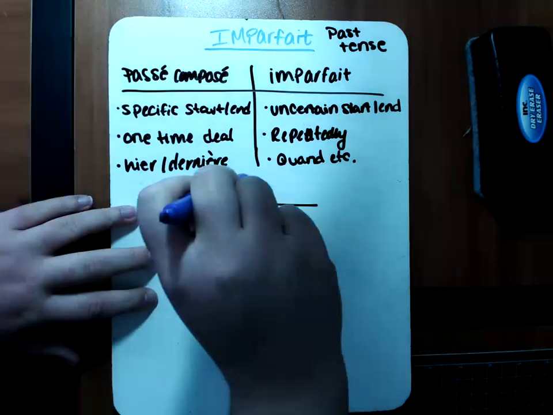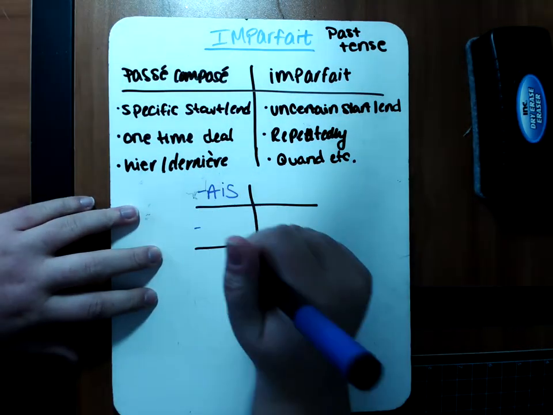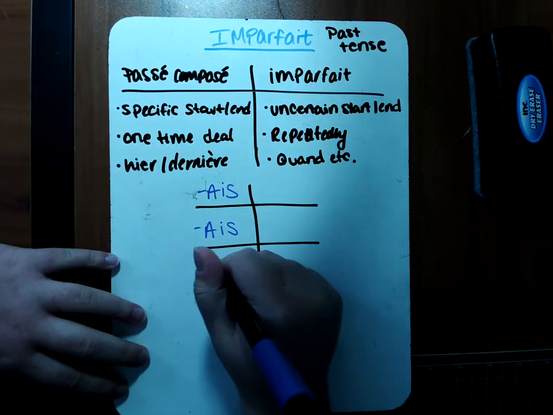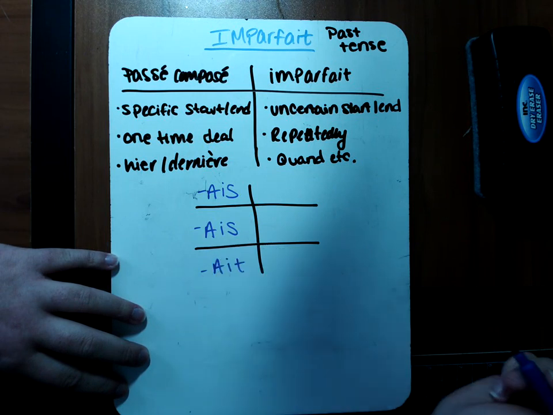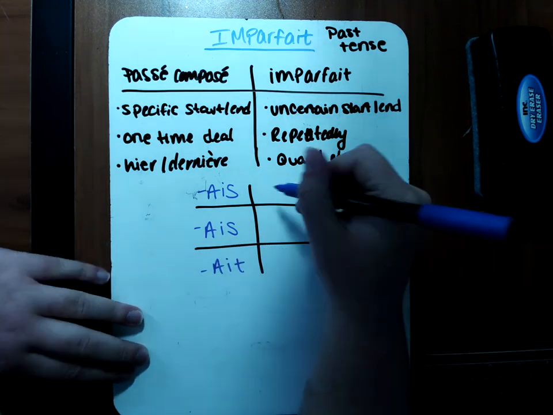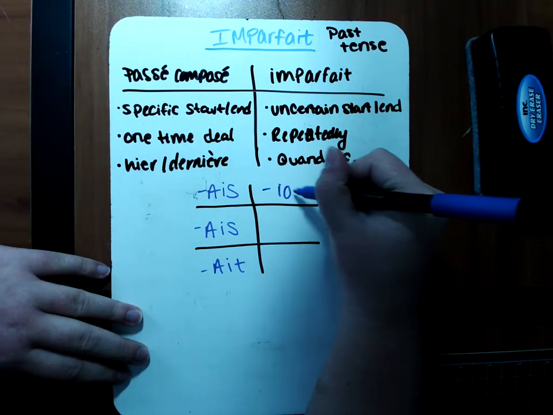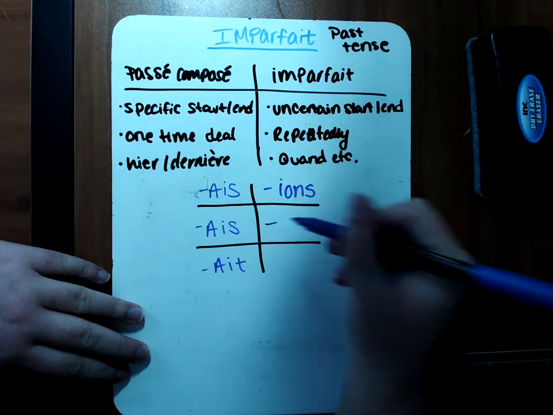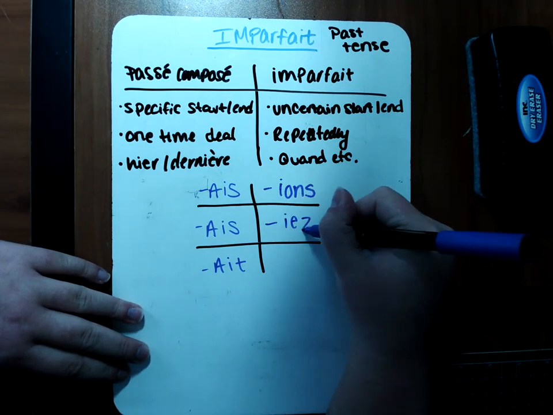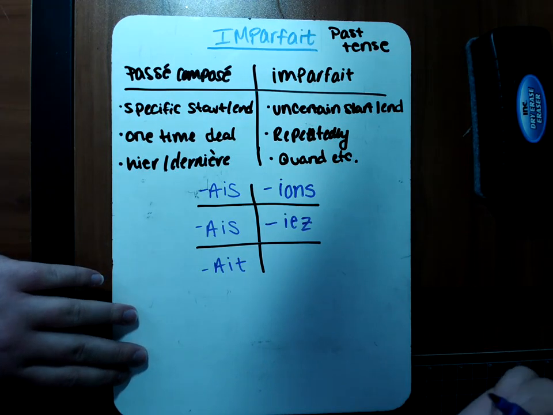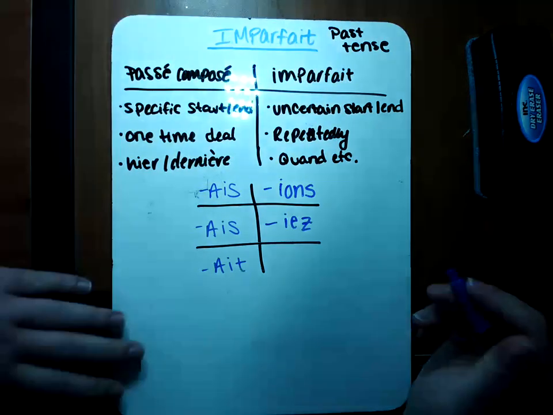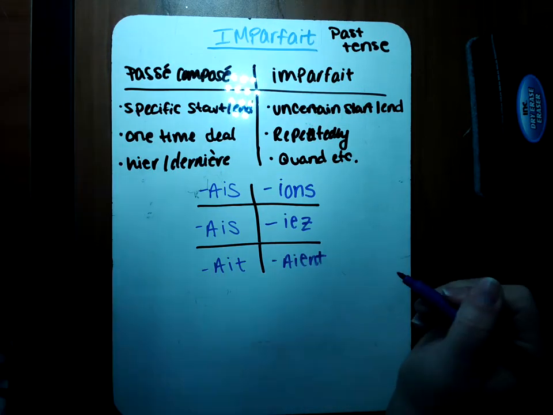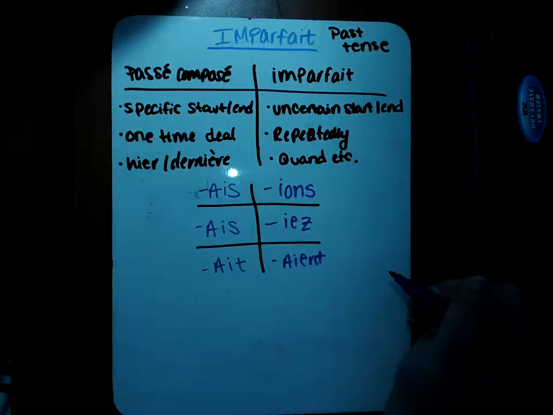That's an interesting S, isn't it? Then we're going to add for tu, AIS. For il, elle, on, we're going to add AIT. For nous, we add IONS. For vous, we add IEZ. And for ils and elles, we add AIENT. Let's see if I can get that light to work a little bit better.